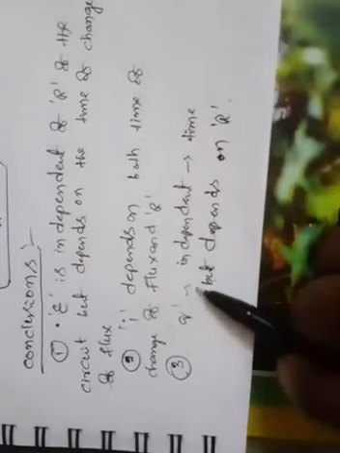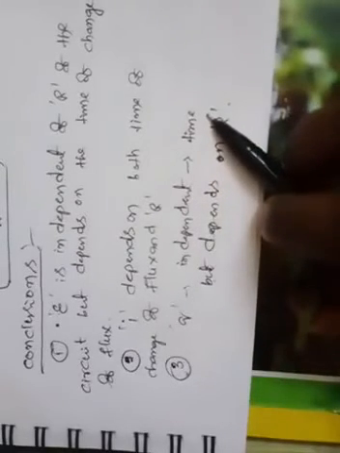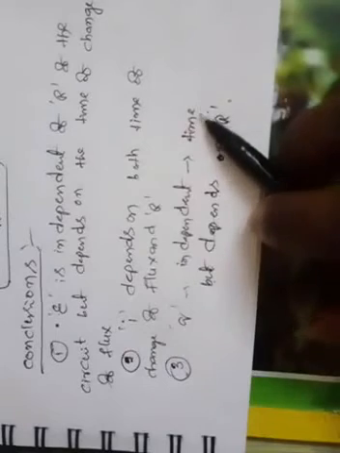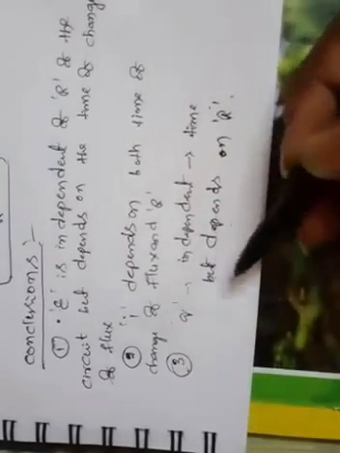Try to remember this. Once again, the induced EMF produced in the coil is independent of the resistance of the circuit and depends on the time of change of flux. The induced current depends on both the time of change of flux and the resistance of the circuit. The induced charge produced in the coil is independent of time, even when the flux is changing, but depends on the resistance of the circuit. In the next lecture we will see numericals based on these concepts.